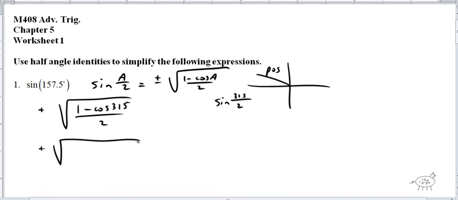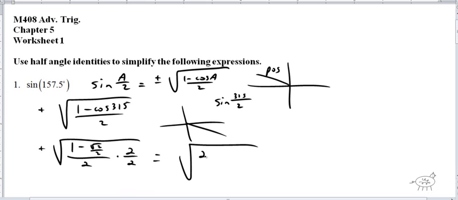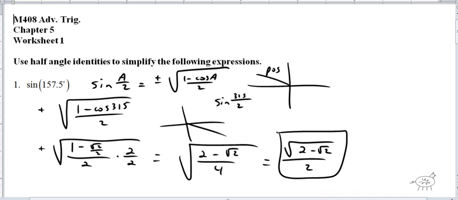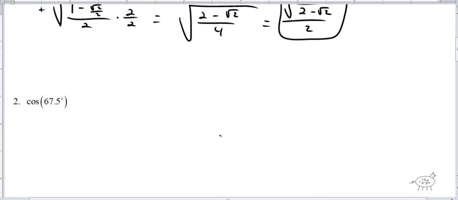It's positive root, and then cosine 315. They're all 45-degree angles, and 315 is over here, so cosine's positive. So it's 1 minus a positive, or just 1 minus root 2 over 2, divided by 2. And then one of the last steps is multiply by 2 over 2. That gives you the square root of 2 minus root 2 over 4. And then take the square root of 4, so we wind up getting 2 minus root 2 over 2. Okay, pretty easy.